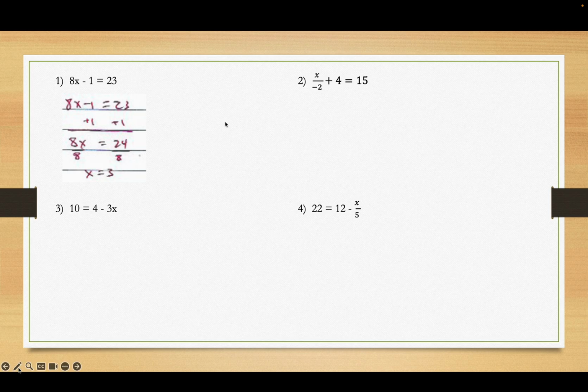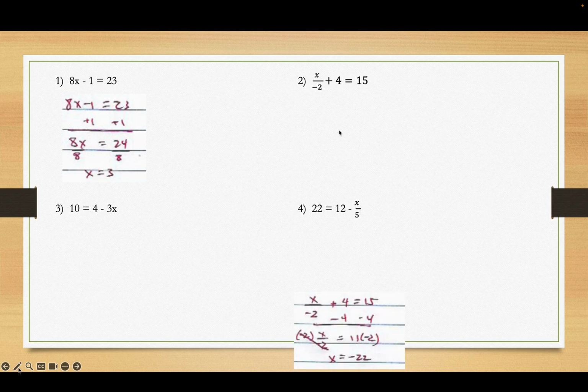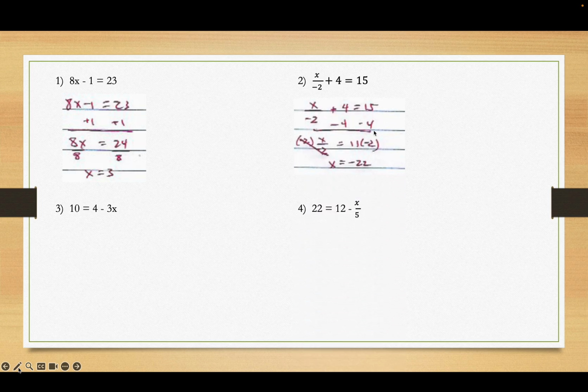Okay, so remember we always start with the plus or the minus, the addition or subtraction. So I'm going to do the inverse of add 4, which is to subtract 4. There it is. That leaves me with x over -2, which means x divided by -2 is 11. The opposite of to divide by -2 is to multiply by -2. And you can see I do that on both sides. Now on the left, -2 over -2 is 1, so I can just cancel them out. And that leaves me with x is equal to -22.